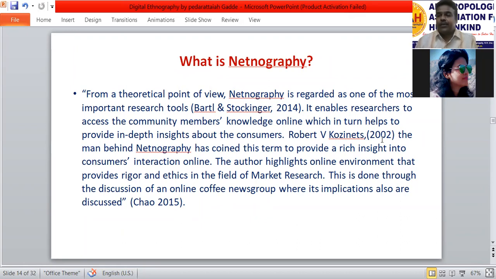So netnography, the key jargon is online, which is information already available on the web pages about the consumers. The word was coined by Robert V. Kozinets, and the purpose for which he coined this word, in his own words, is to provide a rich insight into consumers' interaction available online, right?